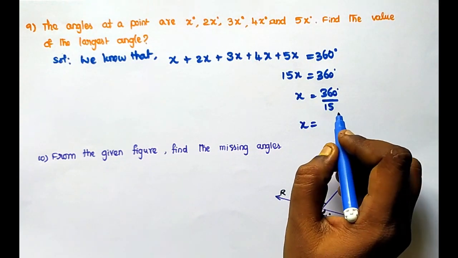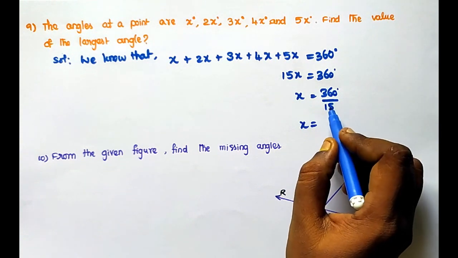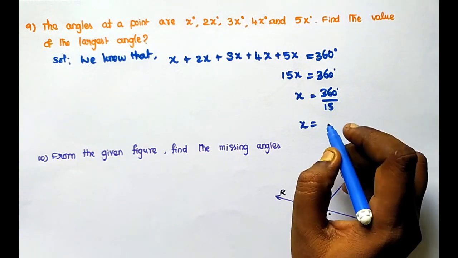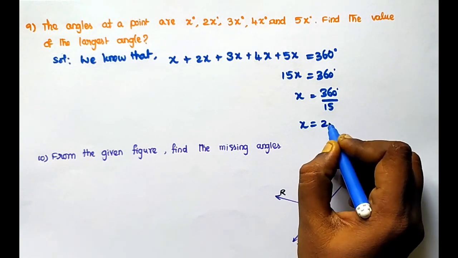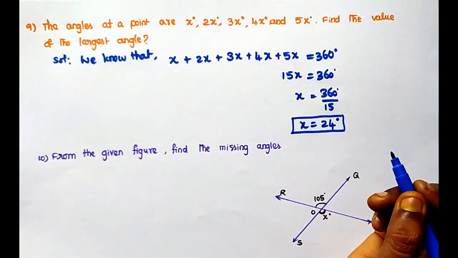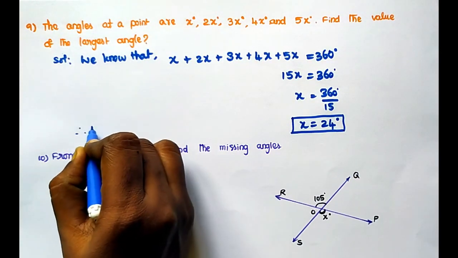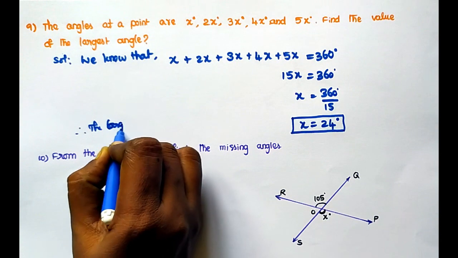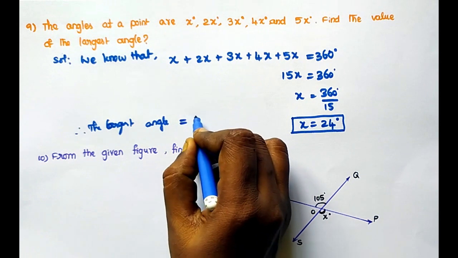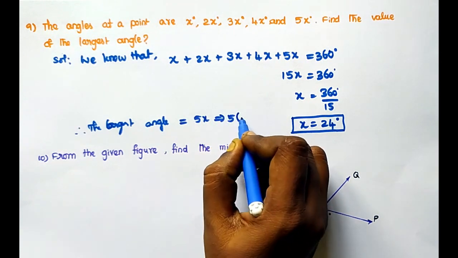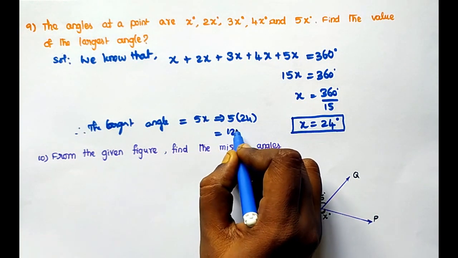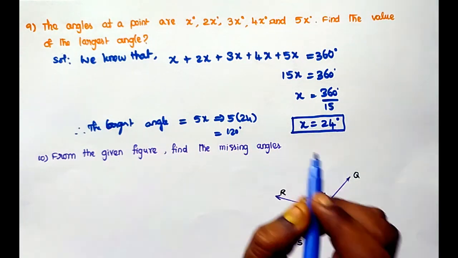How many times? 2 fifteens are 30, balance 60. So 4 times, 24 degree is the answer. They ask the largest angle, equal to 5x, that is equal to 5 into 24, how much? 120 degree. So that is the answer.